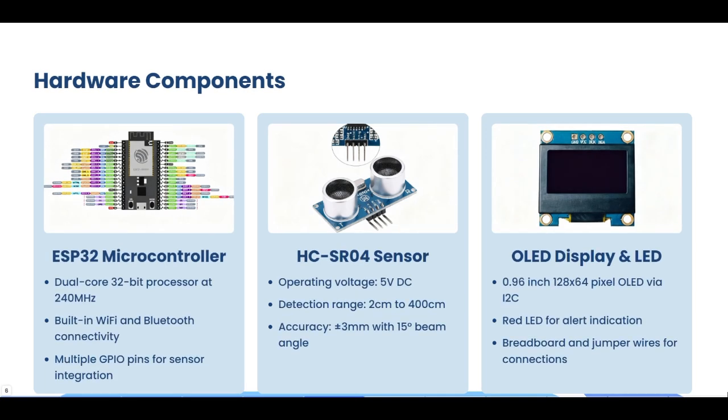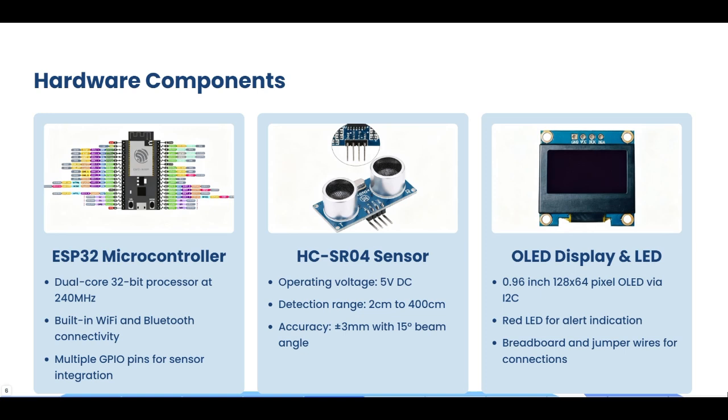So we use the ESP32 microcontroller, HC-SR04 sensor, OLED display and LED. So what is the ESP32 microcontroller? It is a microcontroller with a dual core 32-bit processor at 240 megahertz, and it has built-in Wi-Fi and Bluetooth connectivity.